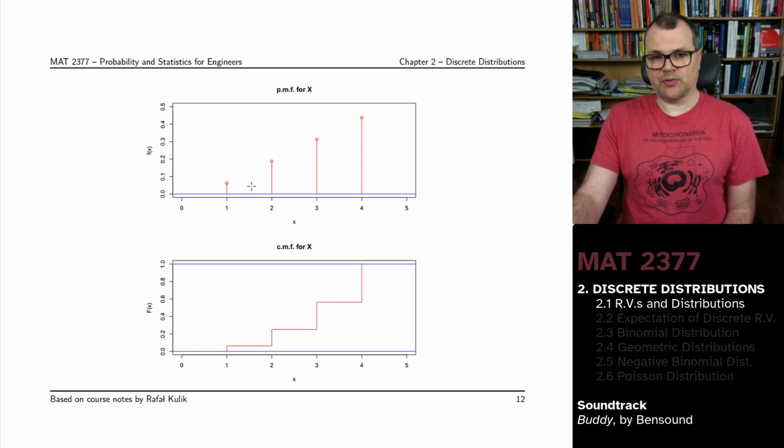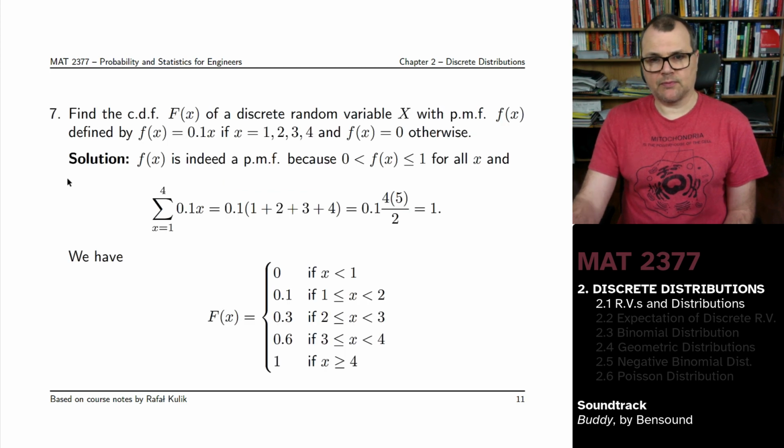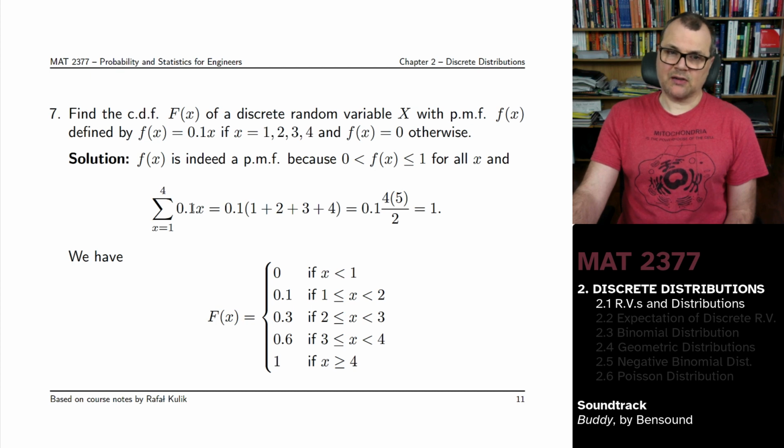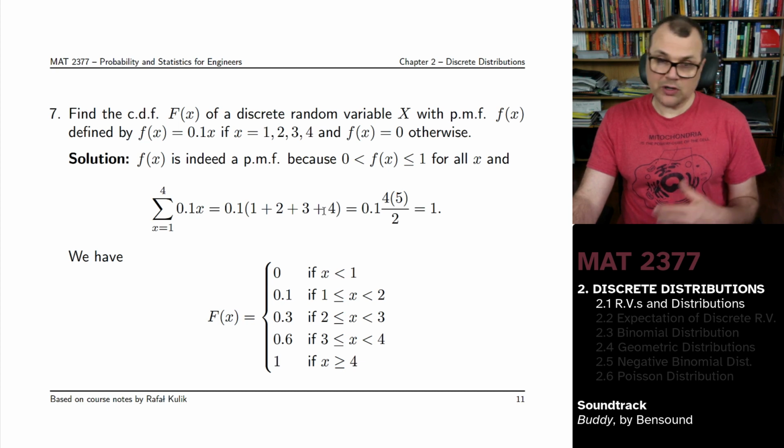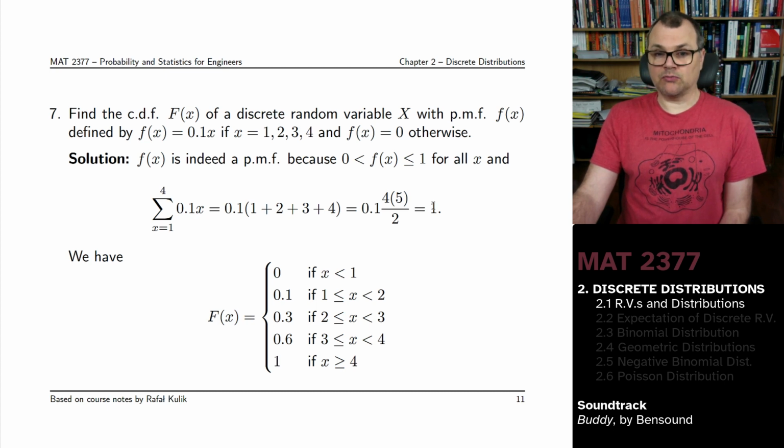Sure enough, 10% plus 20% plus 30% plus 40% adds up to 1. That's what we're seeing here. We're adding up all of the possible values that this probability mass function can take. So that's 0.1x, that's given, where x can go from 1 to 4, and everything else is 0, so it's not in there. And then we use the rules that we have for these summations. That gives us 0.1 times the sum 1 plus 2 plus 3 plus 4. You can compute it directly, or you can use some of the formulas you might remember from high school. Sure enough, you get 1.